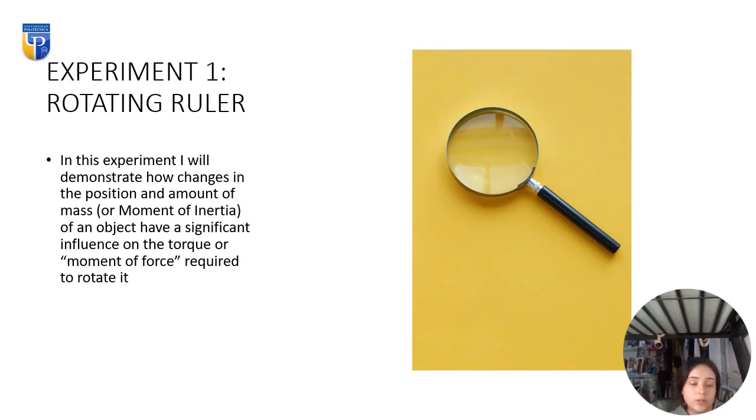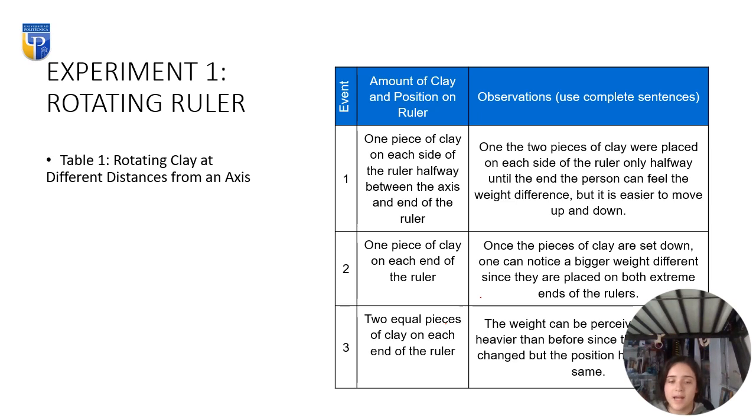Now, for the physical part of this lab, we have experiment 1 with a rotating ruler. I will read to you the description. In this experiment, I will demonstrate how changes in the position and amount of mass, or moment of inertia, of an object have a significant influence on the torque, or moment of force, required to rotate it. So in event 1, it asks us to put one piece of clay on each side of the ruler, halfway between the axis and the end of the ruler. Here you have. We're supposed to hold it like this, and rotate it like this.